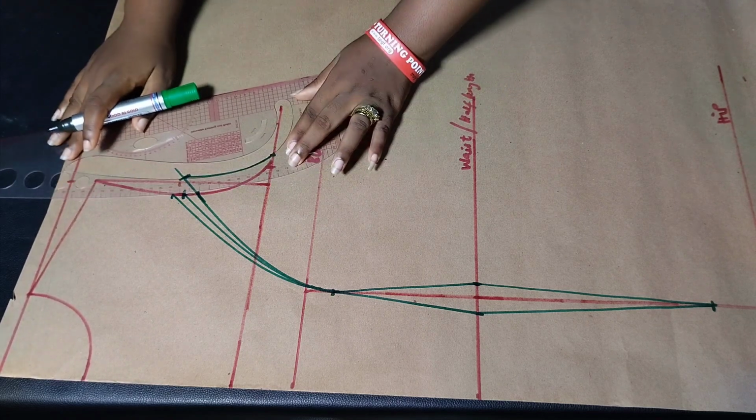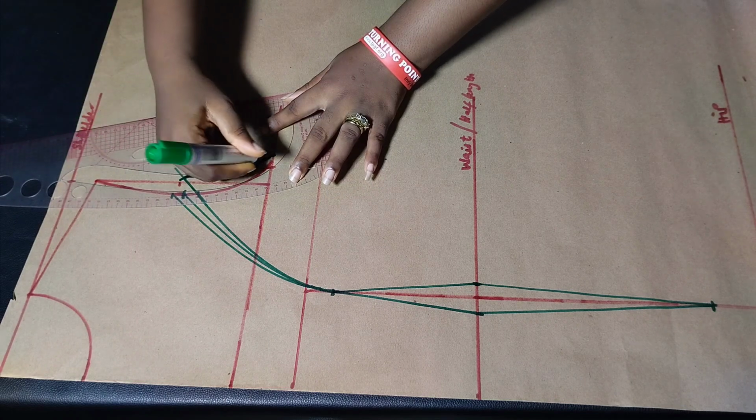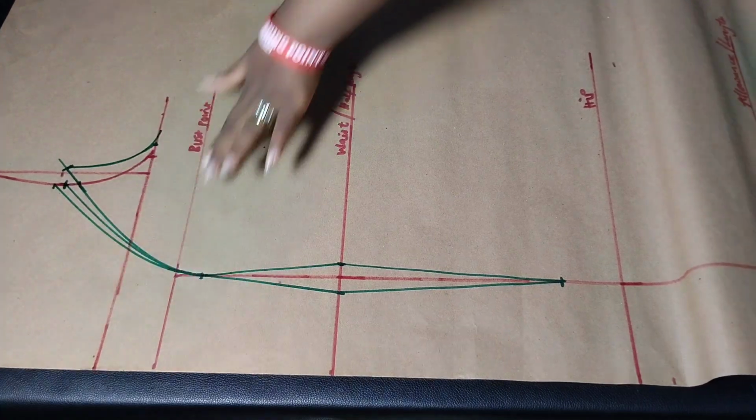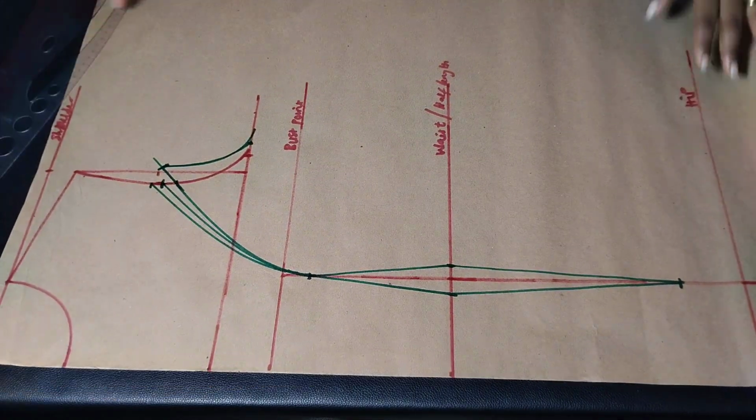So the reason why we extended this is to avoid shortages. It's better you have excesses on your lower dart leg side, that is your side front, than to have shortages. If you don't extend this, you may end up having shortages, which will not be nice.